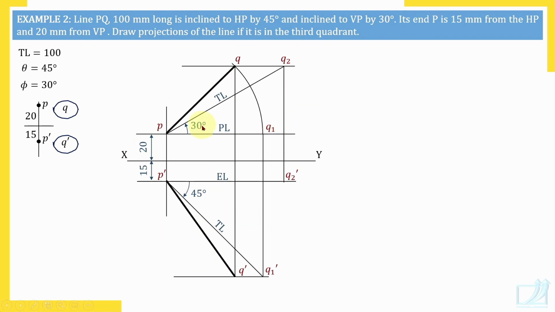After completing the drawing, you should insert dimensions. So 20, 15, 30 degrees, 45 degrees. As I told you, these five measurements given in the question, you should insert in the diagram. And true length we prefer writing outside the diagram. So write true length. So finally, this is how your drawing will appear on the paper.